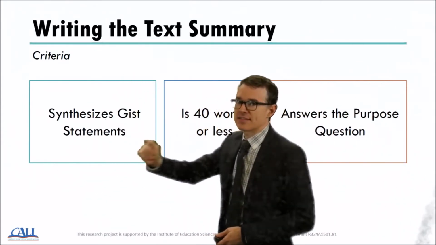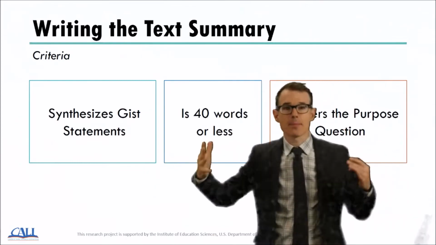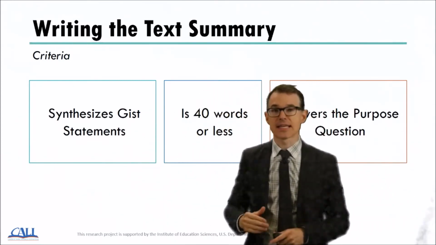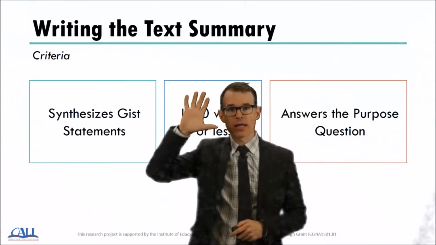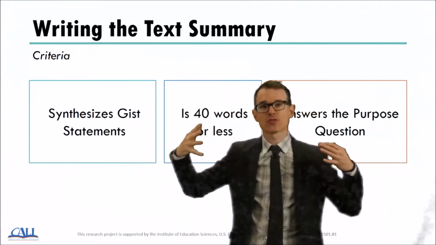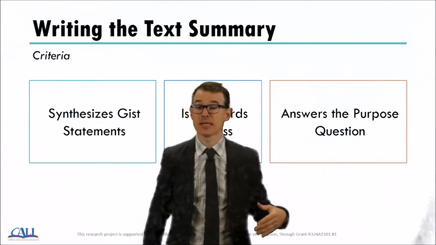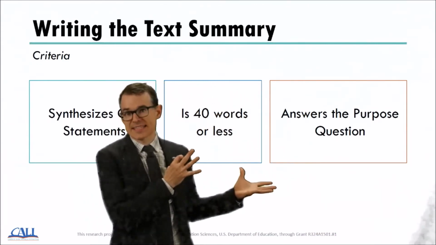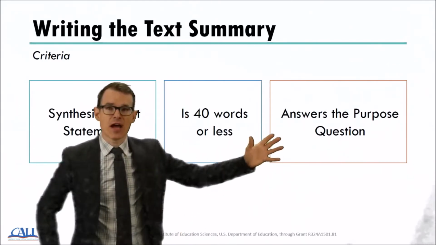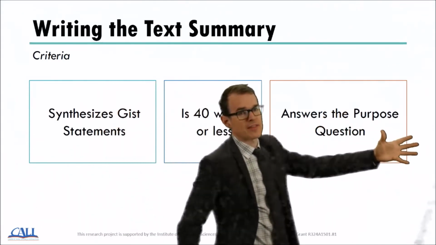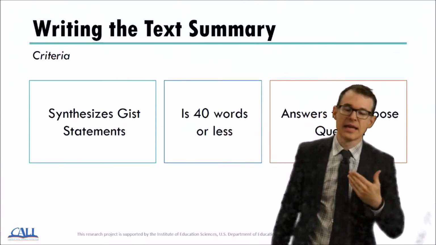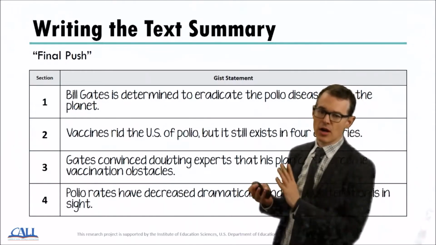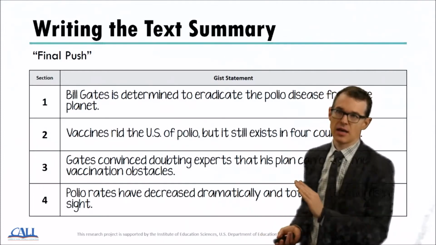We say synthesize the gist statements so that students aren't just copying them in order, right? We want them to link together, synthesize, gets that higher level of thinking. We're giving them 40 words so they can create a sort of coherent understanding. It might actually be slightly longer than the individual gist statements. But this gives them some words to sort of synthesize everything. And finally, it has to answer that purpose question. So if they're putting in things in the summary that aren't related to that, that's not so ideal. It's not so good.